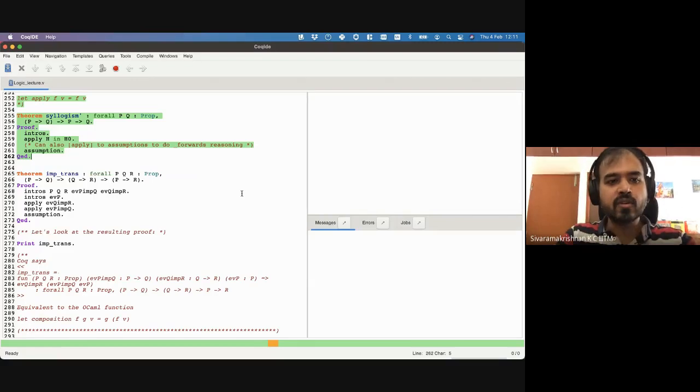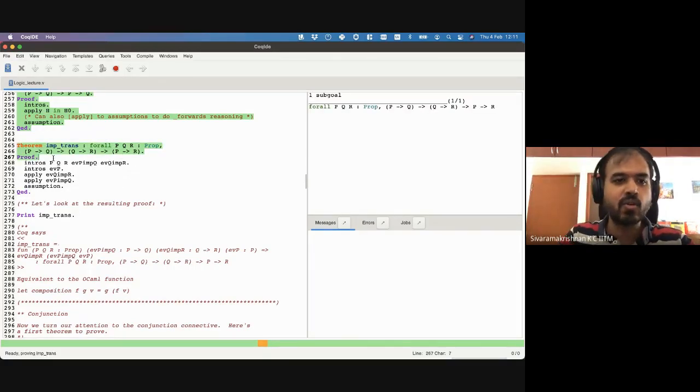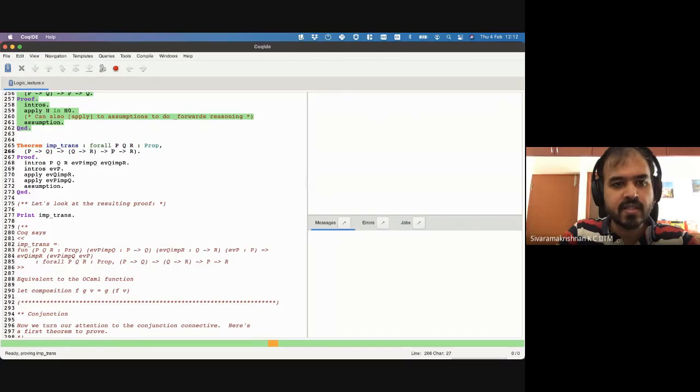Anyway, one more theorem. This says P implies Q to Q implies R to P implies R, right? This should hold. So I have P implies Q, I have Q implies R, and the way you should read this is as P implies R. Implication is right associative. That's a natural thing, so that is why we can read it this way.